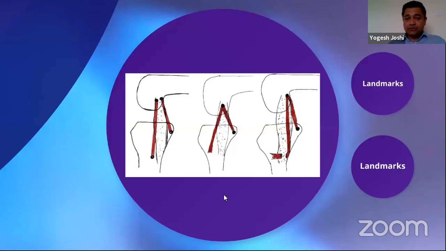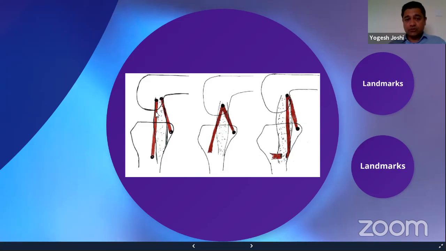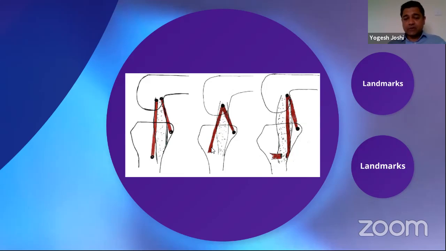If you feel you need to reconstruct the MCL, then there are various options. The most commonly done is the LaPrade technique, where you do a double bundle with separate bundles, and you do an anatomical reconstruction for the superficial MCL as well as the POL. You also need to reef the posteromedial capsule because that will be lax as well, same as in the posterolateral corner repair.